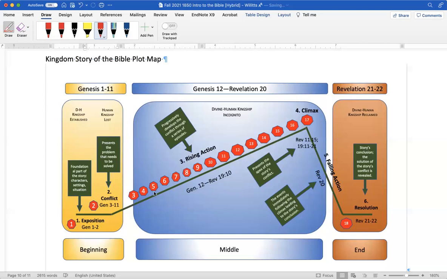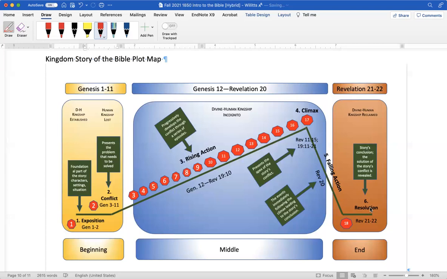And then the rising action takes us through some 15 episodes of the Old and New Testament, climaxing in Revelation chapters 11 through 21, with then the falling action of a number of more scenes that take us to the resolution of the plot at the very end of the story.